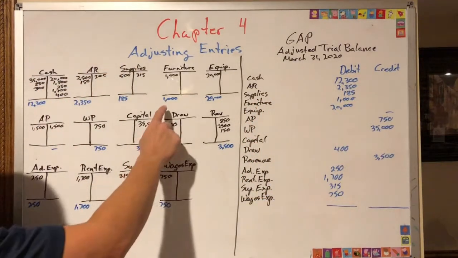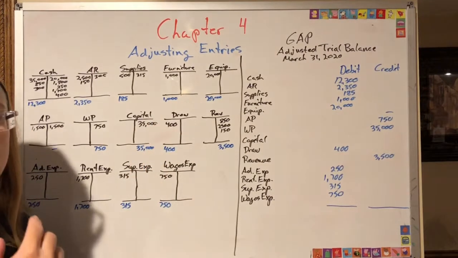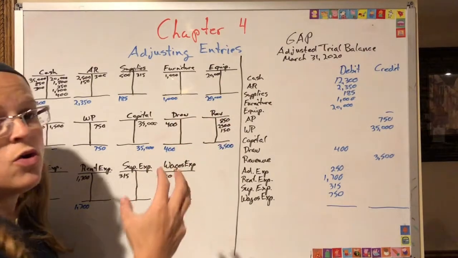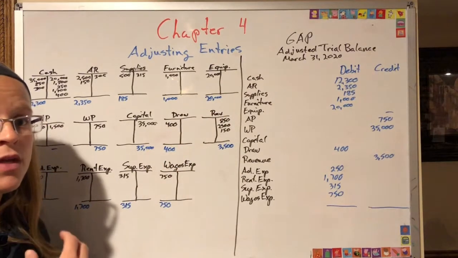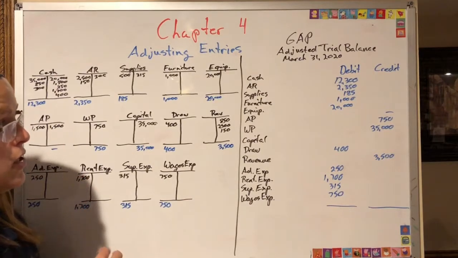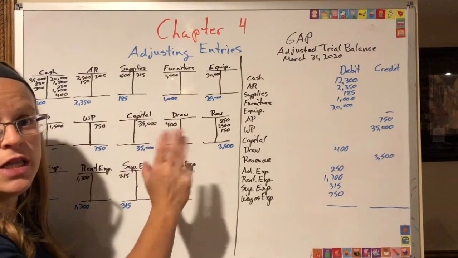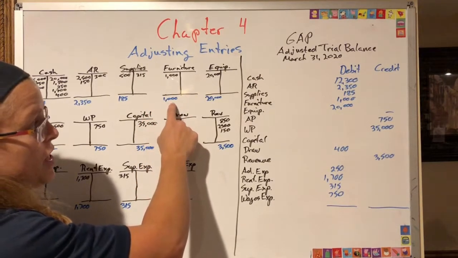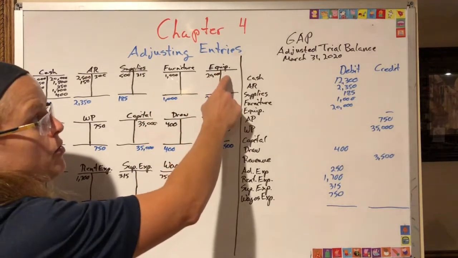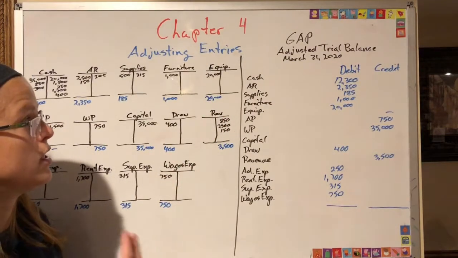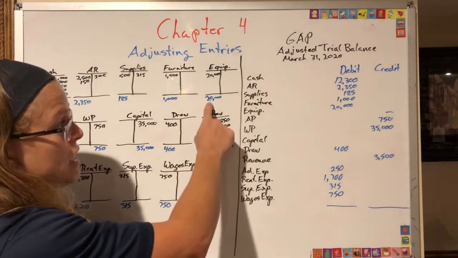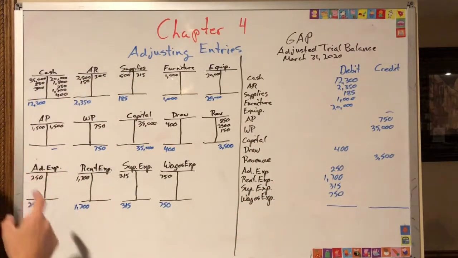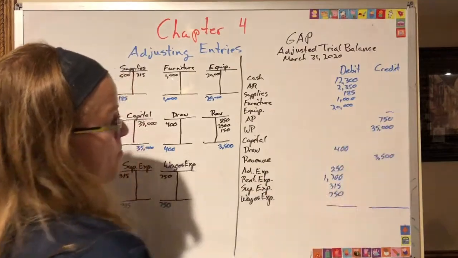Our furniture remains the same. Now we're going to be getting into further detail of depreciation and things like that. So we'll talk about depreciation a little bit later, but we're not going to do depreciation in these adjusting entries just yet. All right, so our furniture remains the same at $1,000. Our equipment remains the same. Like I said, we're not doing depreciation, so our equipment stays the same at $20,000. Our accounts payable stays the same at 0.